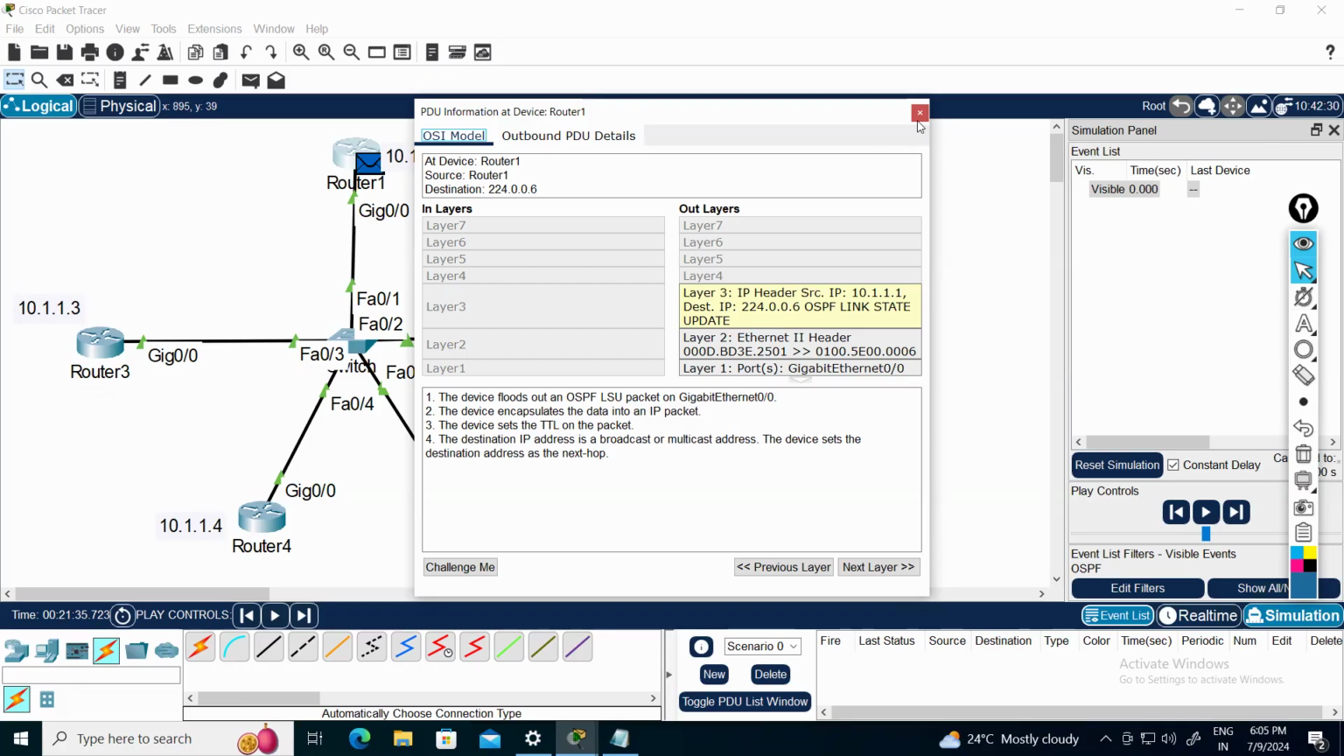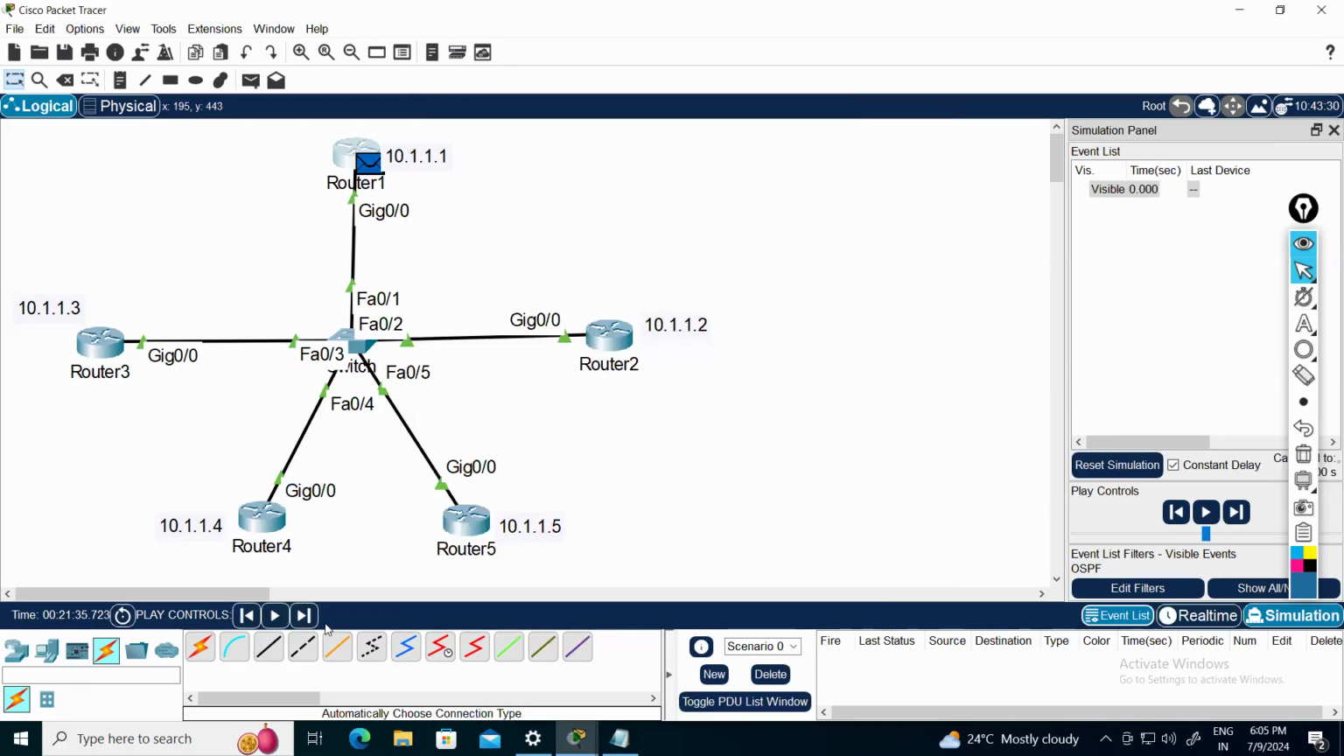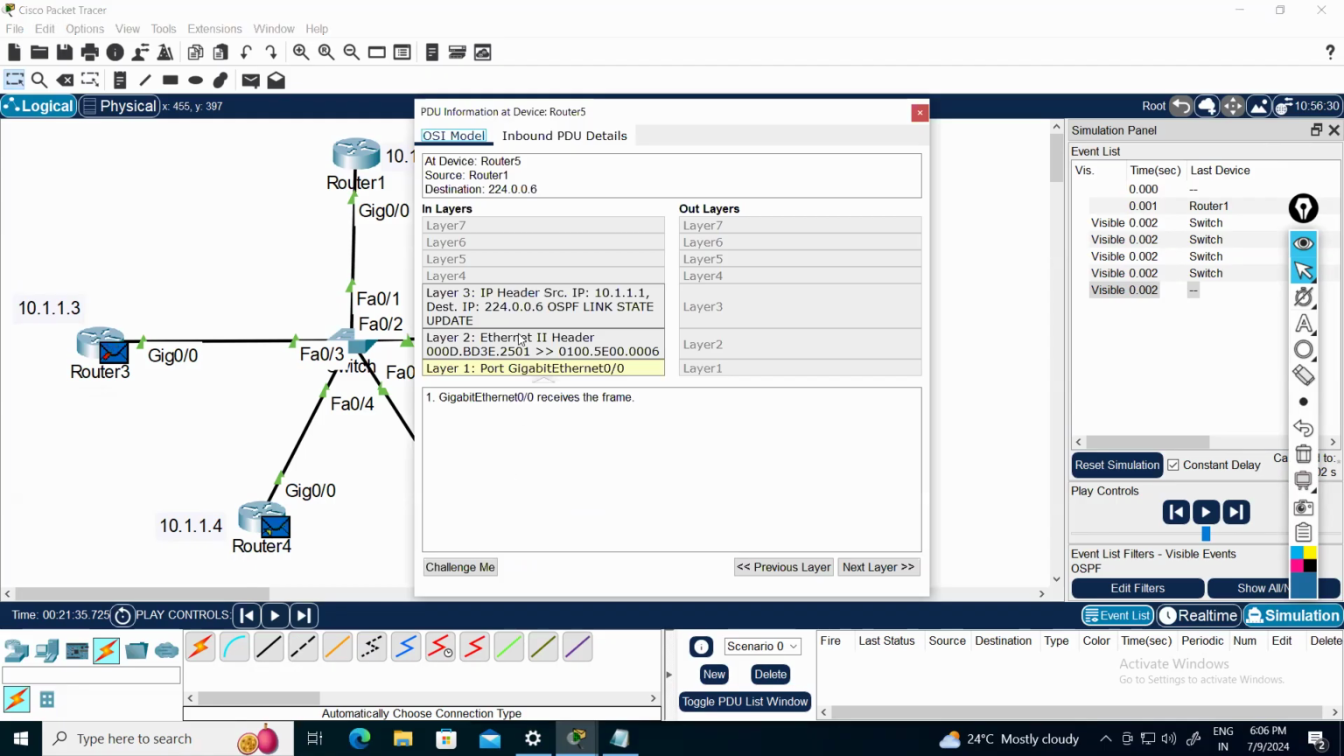Okay. Now see here. These guys, they are not members of the group. They will drop the message. And these guys, they are members of the group. They will accept it. Now, as long as your DR is available, your BDR will not do anything. So you can see your DR has generated a new message. Okay. This is a new message.